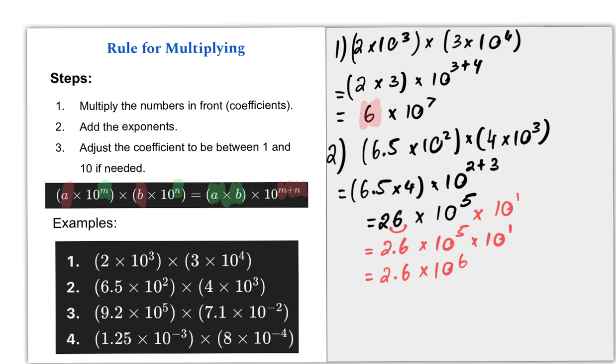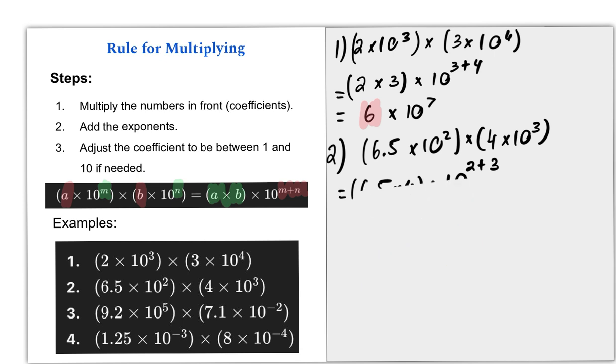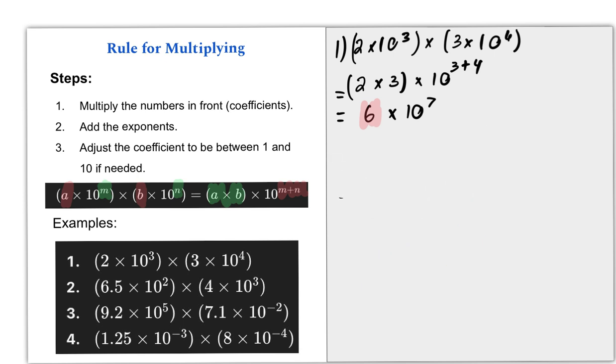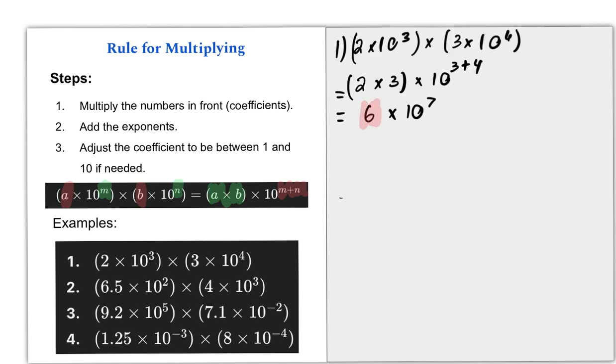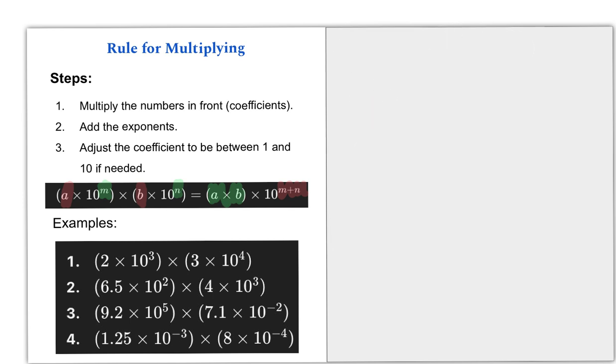Let's do a little bit more complicated example. Here's our third example: 9.2 times 10 to the 5th power multiplied by 7.1 times 10 to the negative 2 power.